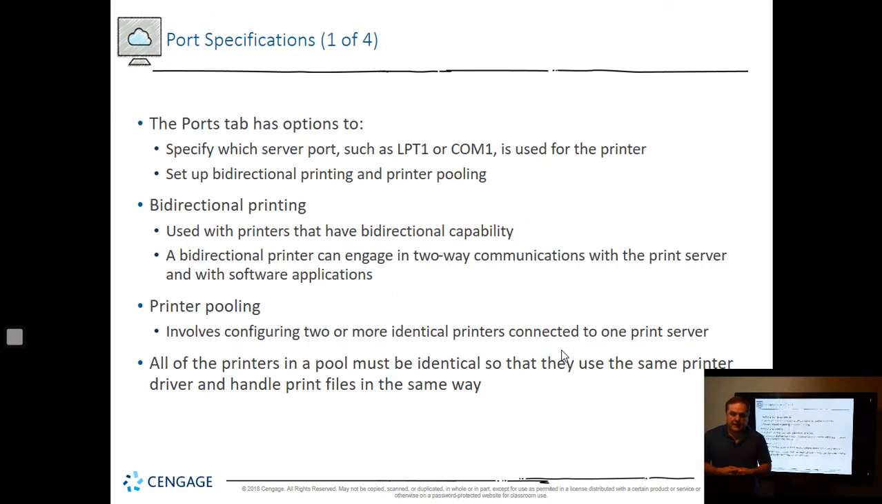Ports tab has lots of different options, whether it's a local port or a TCP/IP port, and we'll take a look at that in a minute. Bi-directional printing, pretty much all printers nowadays are bi-directional. There's very few exceptions where there's some serial printers out there, especially ones that do multi-forms, that still use unidirectional, but almost all the other ones use bi-directional.